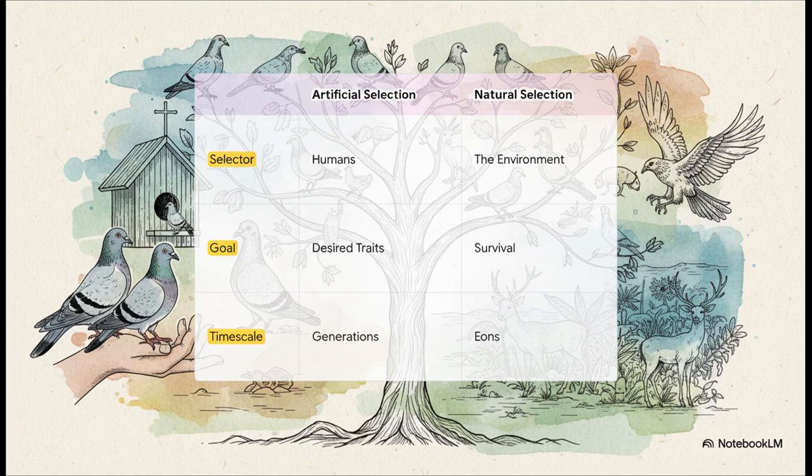With artificial selection, the selector is a human, right? The goal is to get traits we like, and the timescale is generations. But with natural selection, the selector is the entire environment. There's no conscious goal. It's just raw survival and reproduction. And the timescale? It isn't just generations, it's eons.